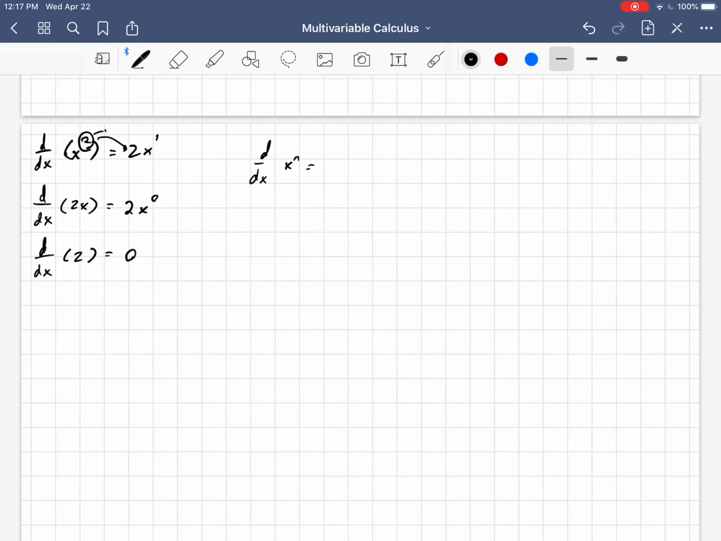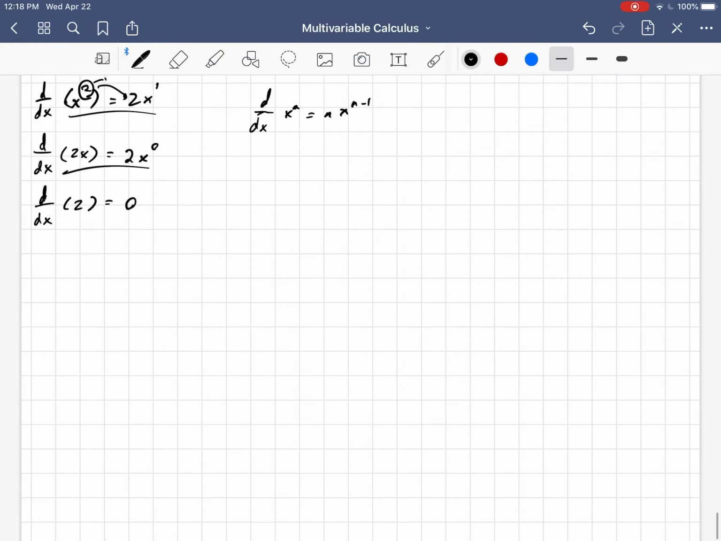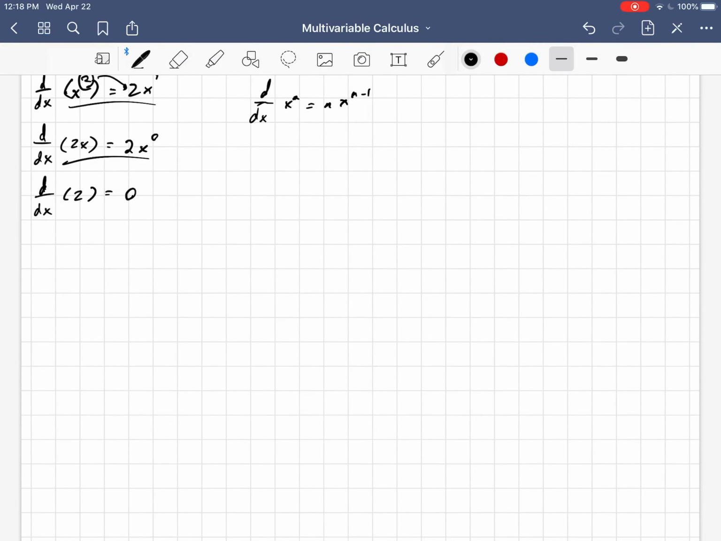Now, I wrote them a little weird on purpose to hopefully notice a pattern. The pattern is that if I have d over dx of x to the n, what that turns into is n times x to the n minus 1. And you'll notice that this is true for the x squared and for the 2x. In other words, the exponent, you can imagine it hopping down in front as a coefficient and then it leaves one less than it. That's how a lot of people like to think about it. I really don't think about it like that, but if it helps you, go for it.